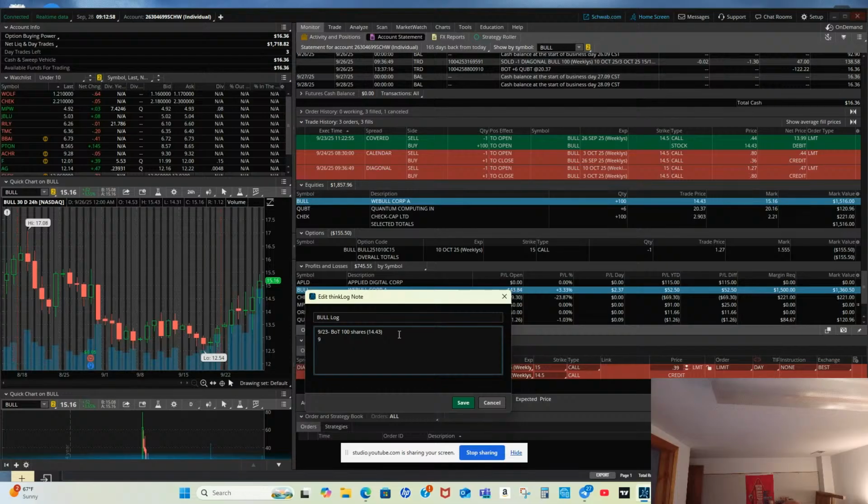Also on 9/23, well, let me do it this way. Put that there. Tab that over just so I can see better. Okay, and then we're going to tab over. I also on 9/23 sold the 14.50 call. Okay, so what that means is I bought the 100 shares for $14.43. At the same time, I sold a $14.50 call to someone for 44 cents.